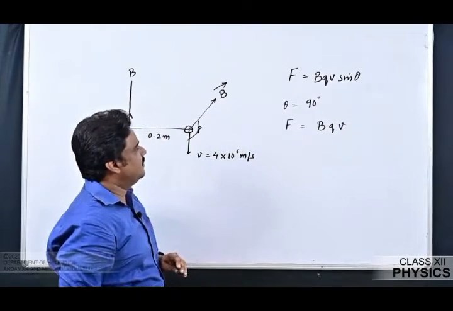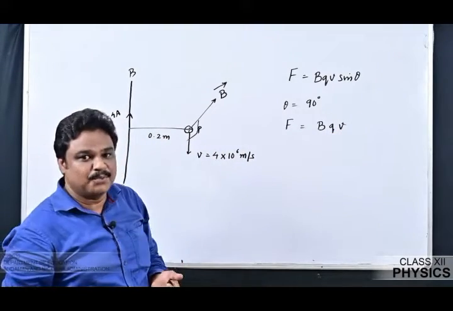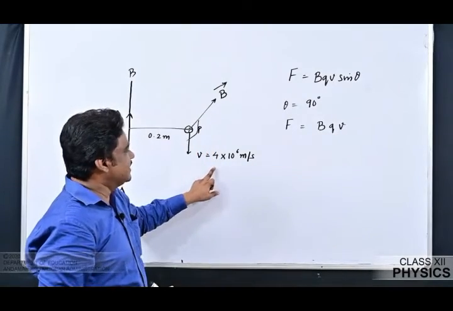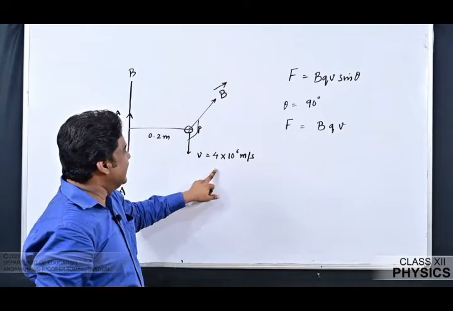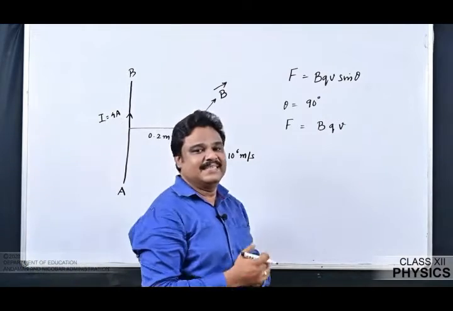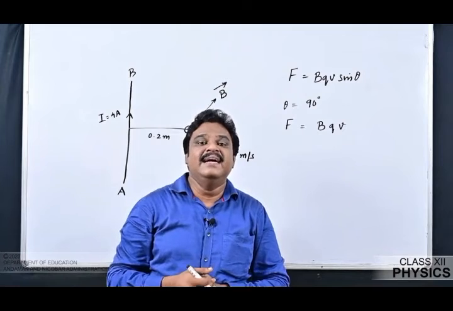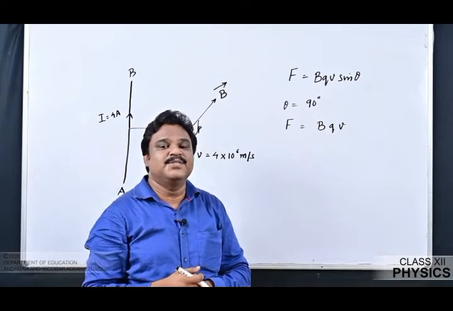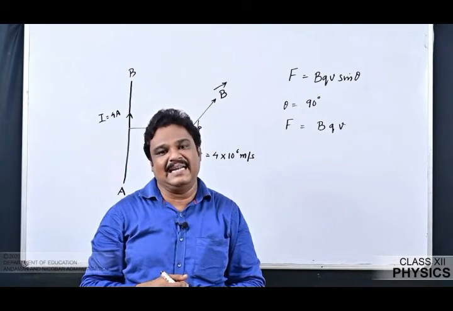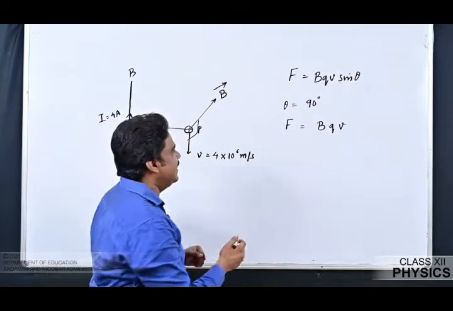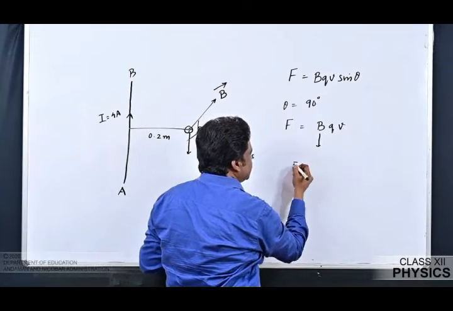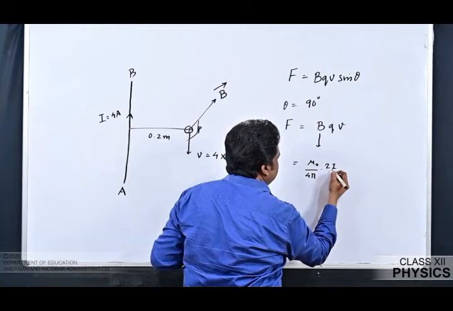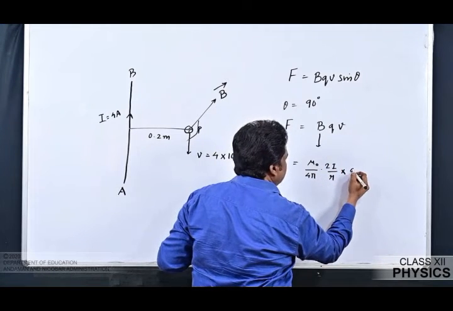Now check whether all the values are with you. Yes, obviously it is a proton, and we know the charge of the proton. The speed of the proton is given as 4 into 10 power 6. The only unknown is the magnetic field. And you know the magnetic field due to a straight current carrying conductor is mu naught by 4 pi, 2I by R. So in place of B, I can use mu naught by 4 pi, 2I by R, into Q, which is Q only, and V.